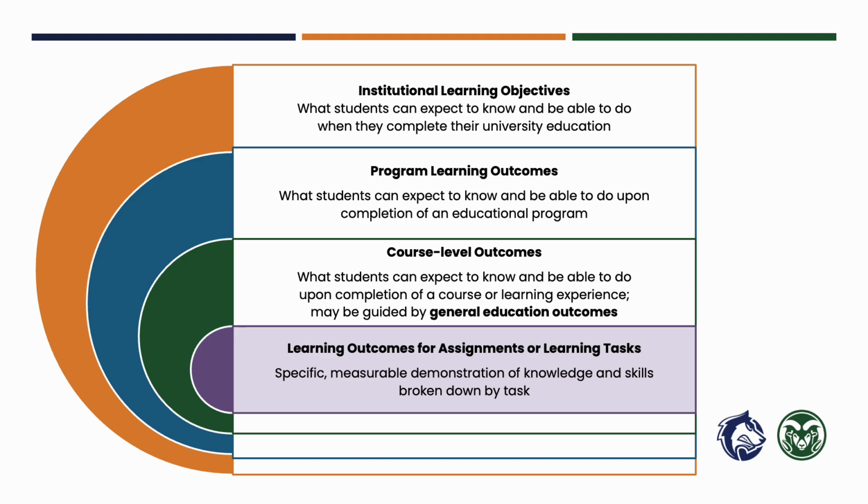Course level outcomes are probably what we're most familiar with. These are what students can expect to know and be able to do upon completion of a course or a learning experience, and they may be guided in some cases by general education outcomes. Each institution has identified common learning outcomes for their courses in their general education program at CSU Pueblo and all university core curriculum at CSU Fort Collins. For this module, we'll focus on learning outcomes for assignments or learning tasks.